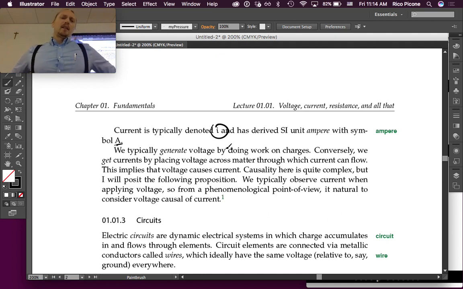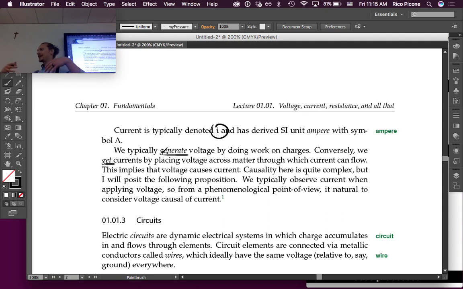Yeah, that's all familiar to us. We typically generate voltage by doing work on charges. This is a little terminological thing, but it's actually a little bit more than terminological. Conversely, we get currents by placing voltage across matter through which current can flow. We think of the voltage potential difference as causing this current to flow.